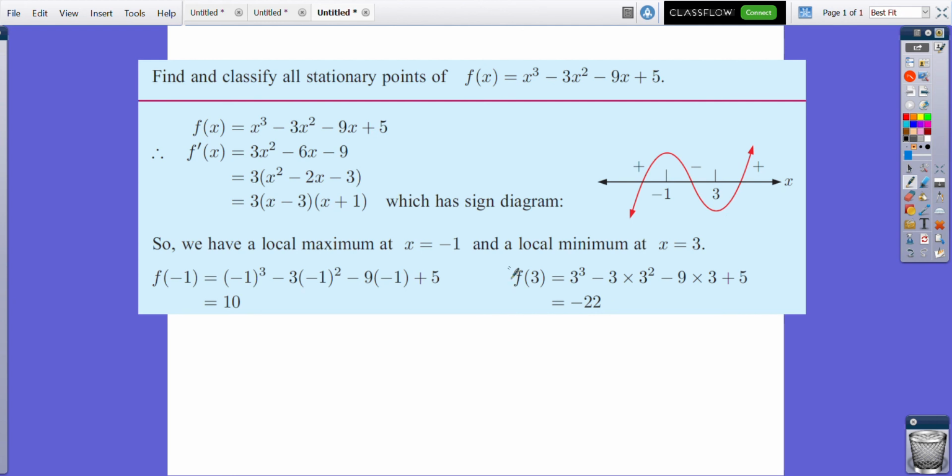And now that you've got that, you can figure out that there's a local maximum because it goes up then comes down at x equals negative 1, and a local minimum at x equals 3 because it goes down then comes up. And we can figure out the y values by plugging it back into not this equation, into the original equation. So you've got to be careful about that.